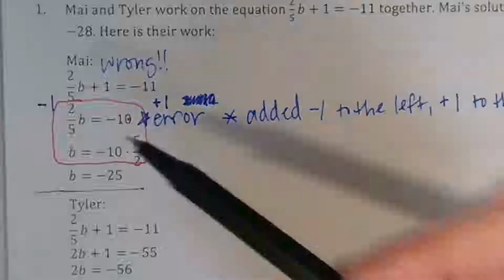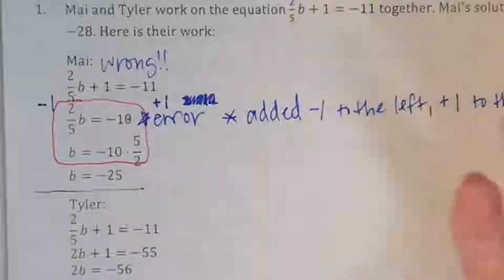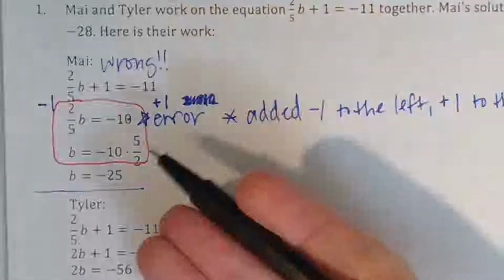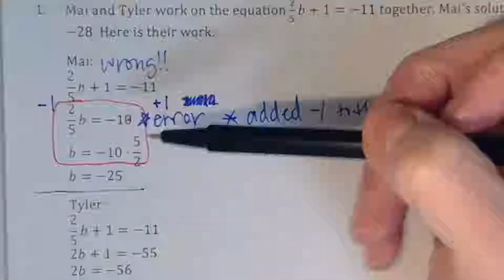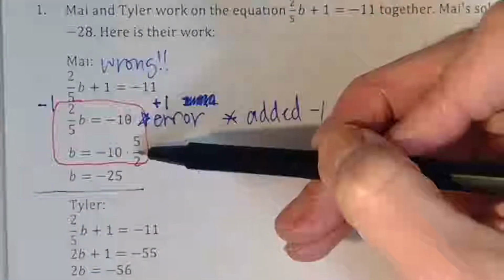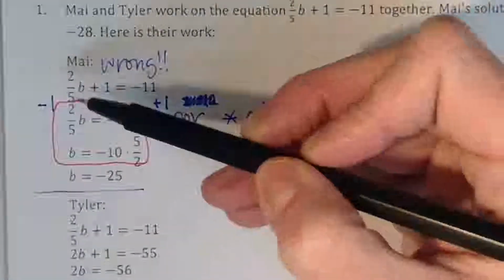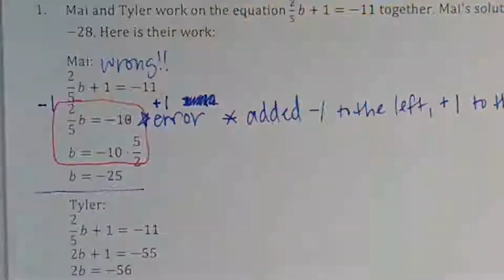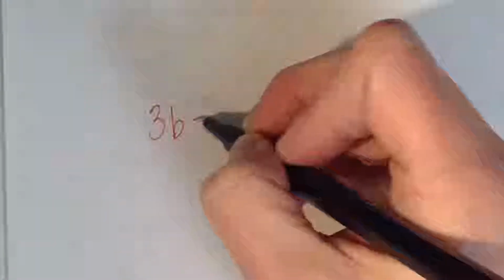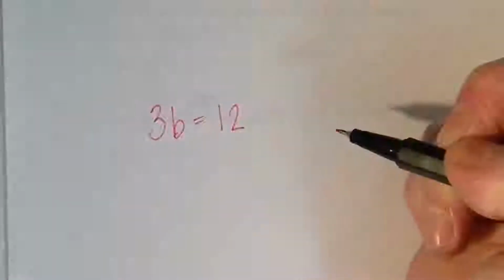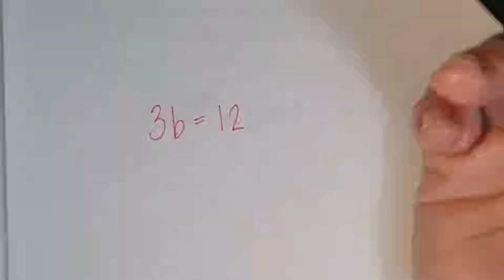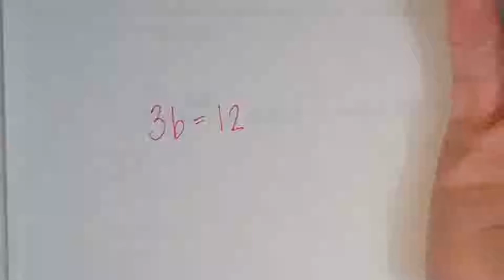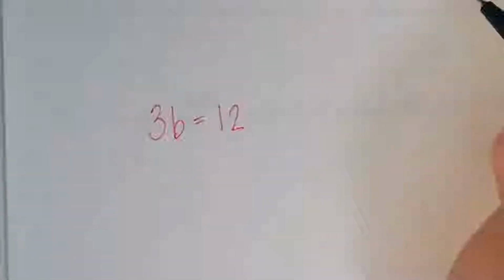this 5 over 2 that magically appeared, to be multiplied. Whatever she does on the left, she has to do on the right. So maybe there's some sort of connection between the 5/2 and the 2/5 up above. On a side note, if I had 3b equaled 12, mental math, you could probably easily tell me b is 4. 3 times 4 equals 12.